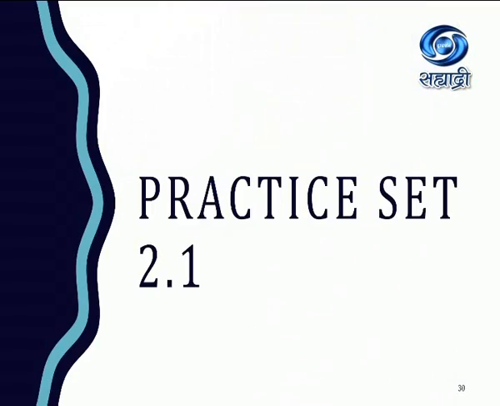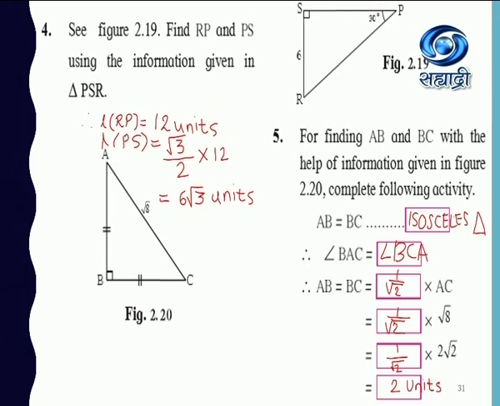Let's see now. So now let's start from practice set 2.1. This is the fourth sum and fifth sum. Two sums I have taken. See in this figure 2.19 you can find it is a simple right angle triangle. Clear? SPR. Here we are supposed to find RP and PS using the information given. The information is one side SR is 6.